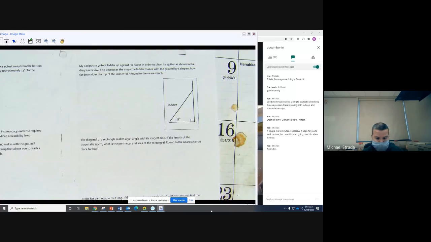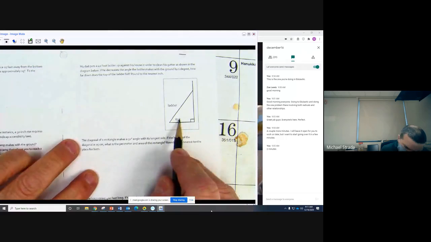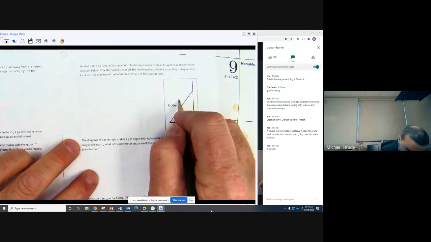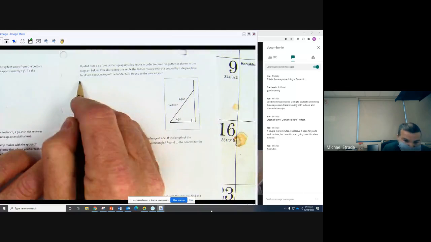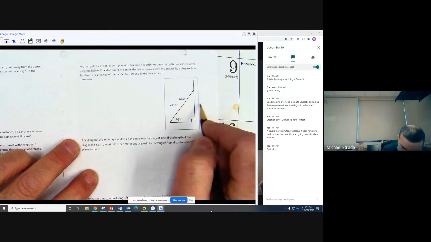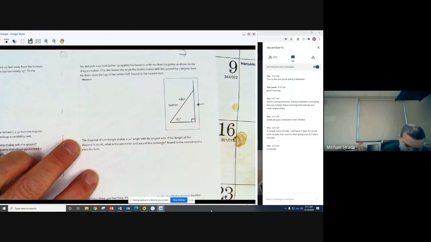My dad put the 40-foot ladder up against his house in order to clean his gutter, as shown in the diagram below. If he decreases the angle the ladder makes with the ground by 1 degree, how far does the top of the ladder fall? So here's our triangle. The ladder is 40 feet. We're trying to figure out how far down, so we're going to worry about the opposite. So we're going to work with sine.